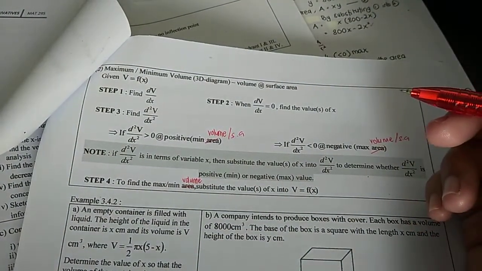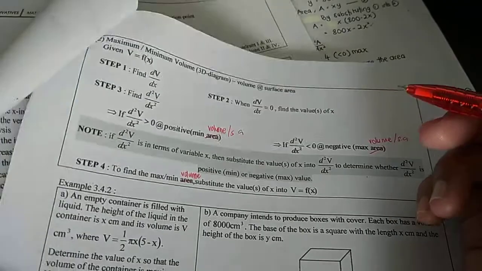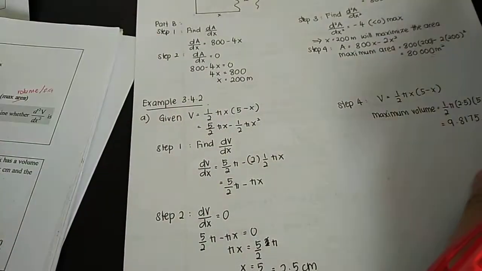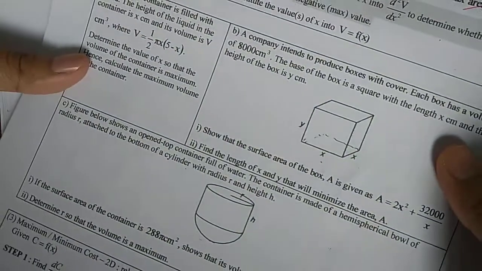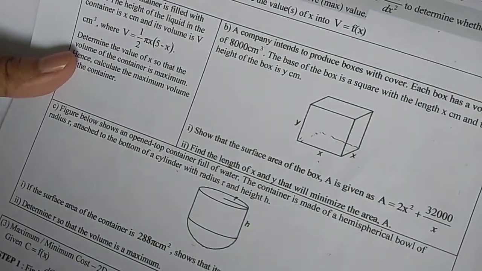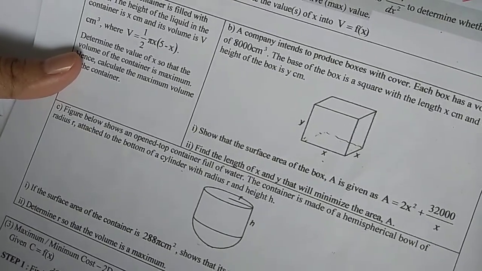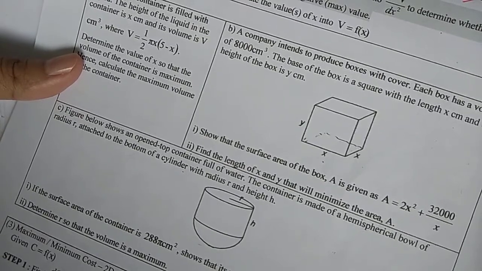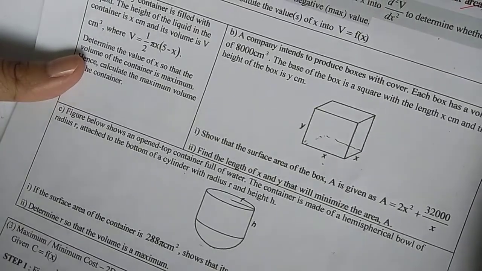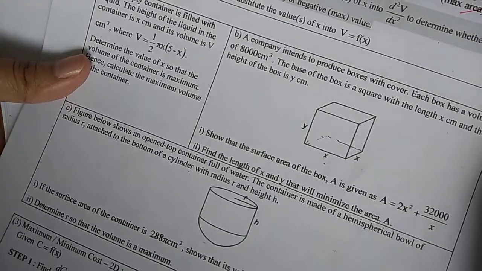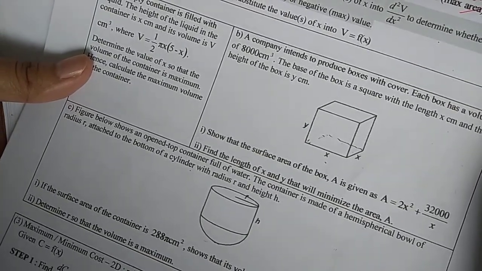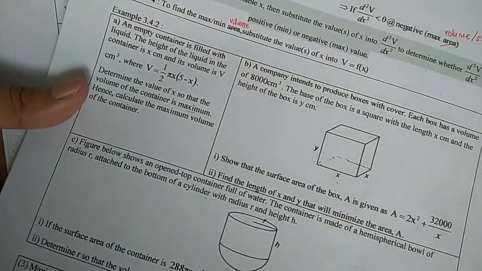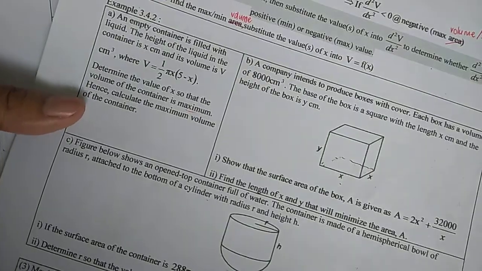So kita nak tengok example 3.4.2. So yang A, okay, so an empty container is filled with liquid. So the height of the liquid in the container is x cm. And its volume is V centimeter cube. So where V equal to 1 over 2 pi x, 5 minus x. So determine the value of x so that the volume of the container is maximum. Okay, so kita nak check for maximum volume lah. Hence calculate the maximum volume of the container.